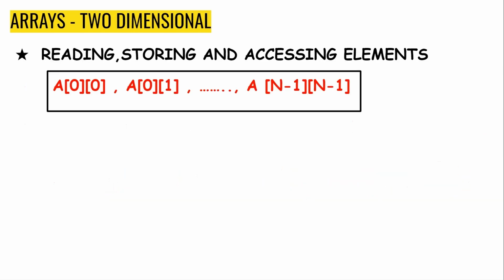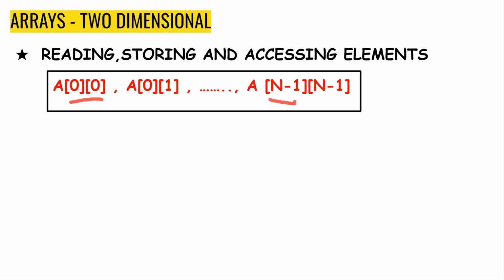The elements of a two-dimensional array can be accessed by using row and column subscripts. Say for example, a[0][0]. Here the first 0 is the row subscript and the second 0 is the column subscript. When we declare a two-dimensional array, we can go up to n-1, where n is the size of the row as well as the size of the column.